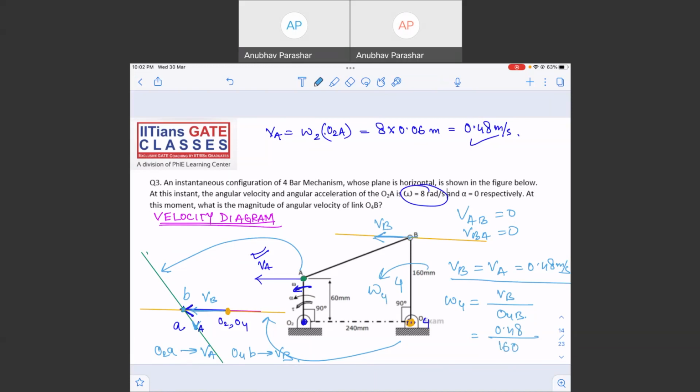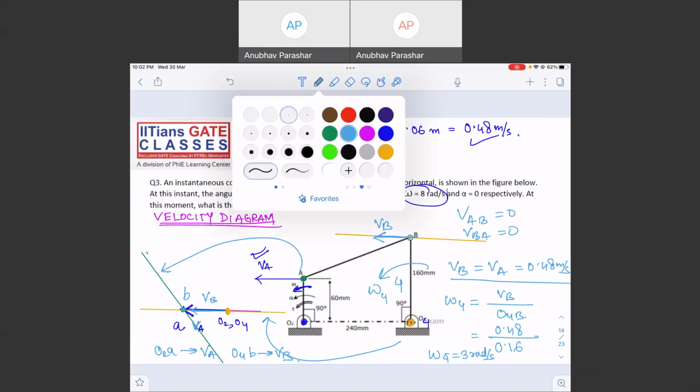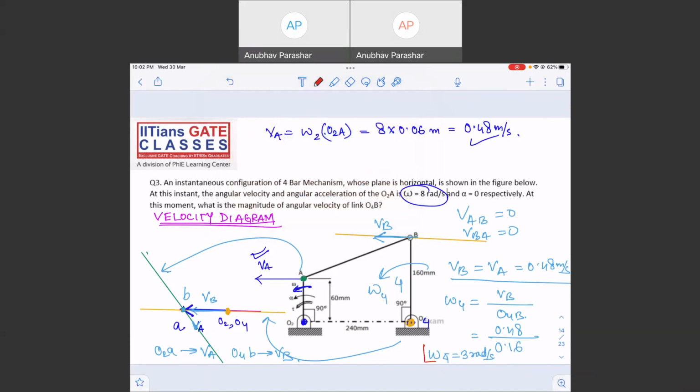160. If you want it in radian, because this 160 will not be 160, it will be 0.16. So how much is it coming out to be? Omega 4 is coming out to be 3 radian per second. What is the magnitude of omega 4? Omega 4 is 3 radian per second.